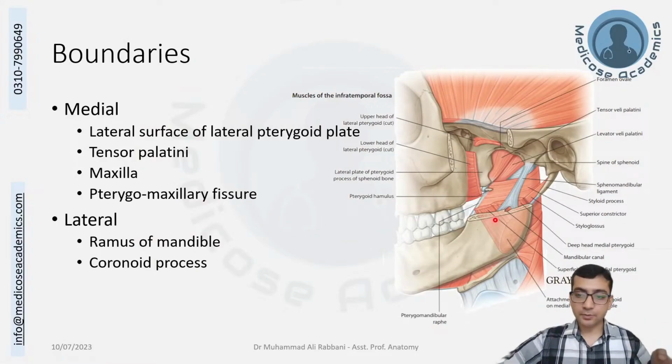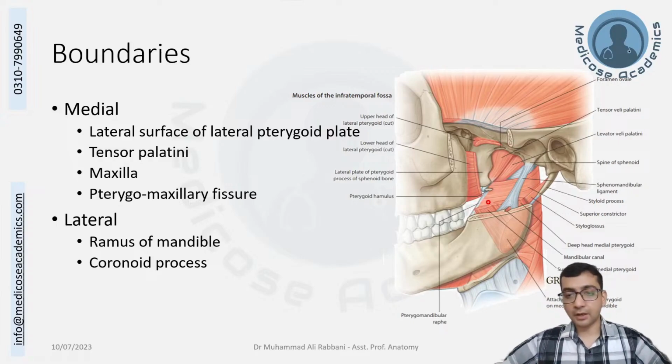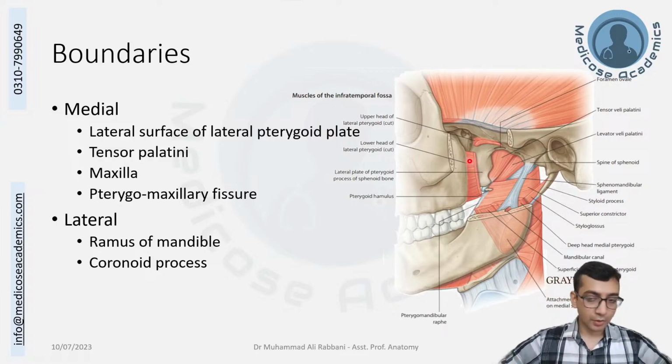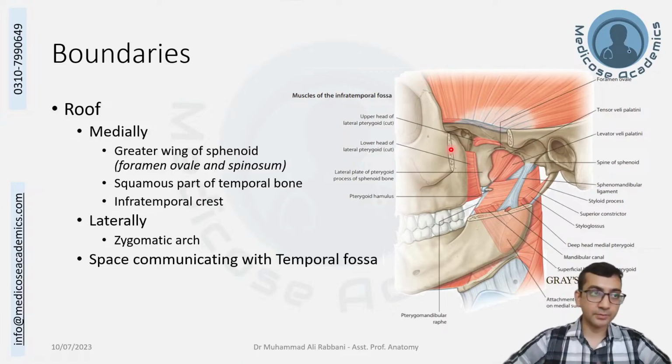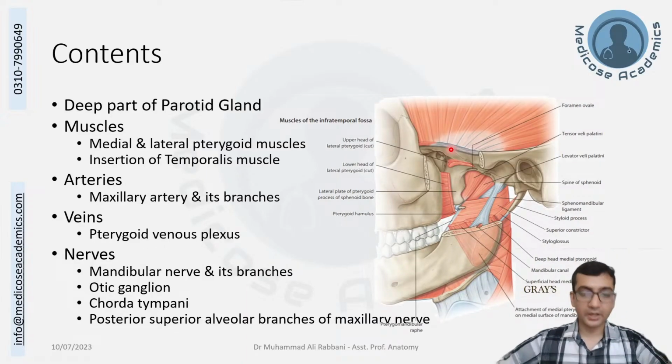Laterally, there is the ramus of the mandible cut here, covered with the muscle, that is the medial pterygoid muscle, and on the upper aspect there will be the coronoid process. The roof, medially, will be made up of the greater wing of the sphenoid, the squamous part of the temporal bone, the suture between them, and the infratemporal crest. Laterally, it will be the zygomatic arch, and between them, there will be the opening that communicates the two fossae, the supratemporal and the infratemporal fossa.